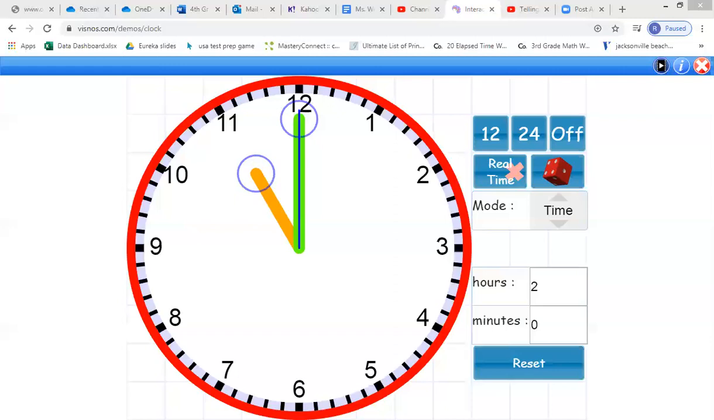Okay, all right, so remember, your minute hand is your green hand, and your hour hand is your orange hand. So if I look at the time right now, I know that it is pointing to the 8. So it is 8 o'clock. So 8 would be my hour. And right now the minute hand is on 12, so it's exactly 8 o'clock on that clock. All right.